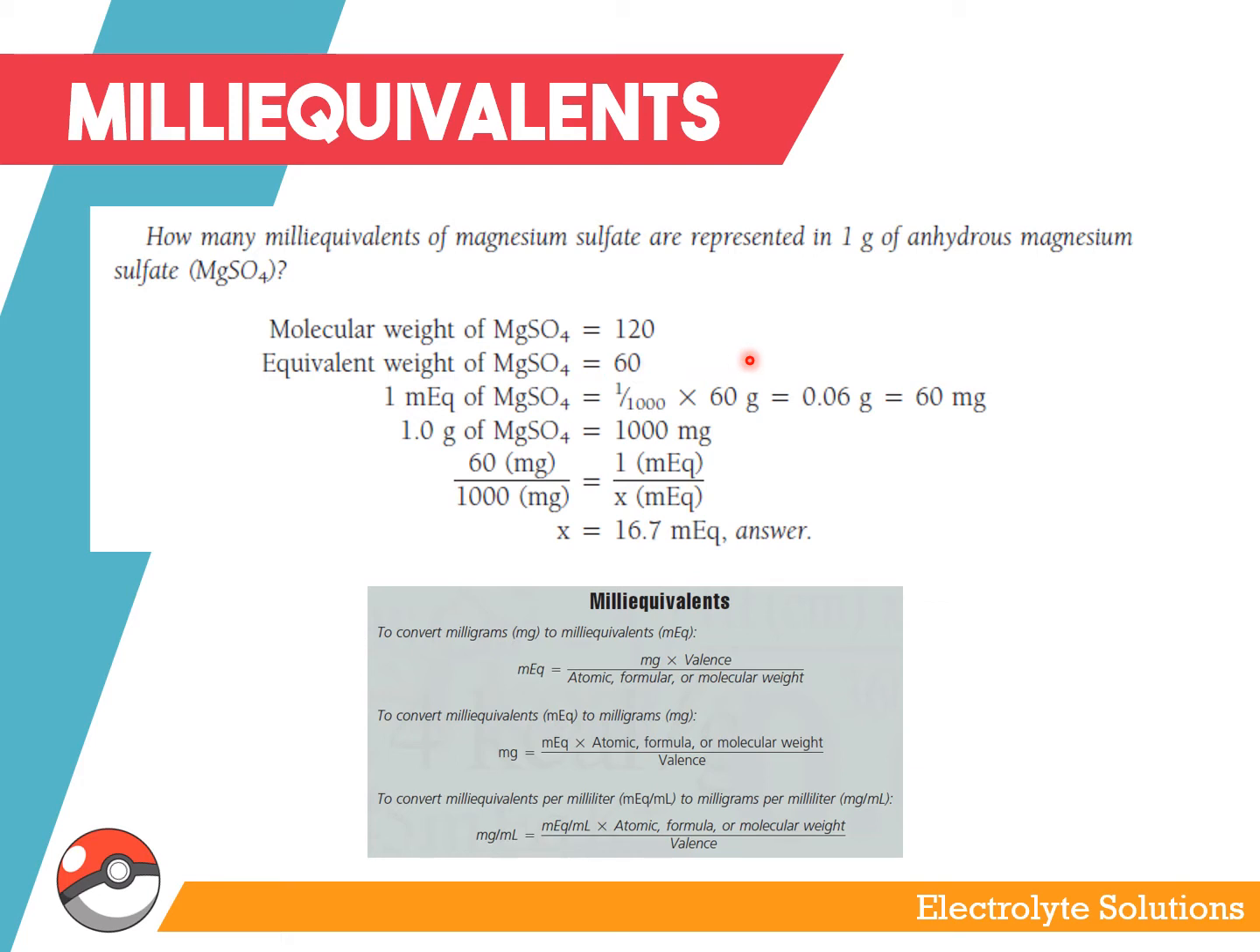To compute for the milliequivalent of magnesium sulfate, we will have 1 over 1000 times 60 grams, which is the equivalent weight of magnesium sulfate. So we will have 0.06 grams or 60 milligrams. Since 1 gram of magnesium sulfate is 1000 milligrams, and 60 milligrams is equivalent to 1 MEq, that would mean 1000 milligrams would be equivalent to 16.7 milliequivalents. Again, you can use the equation stated here.